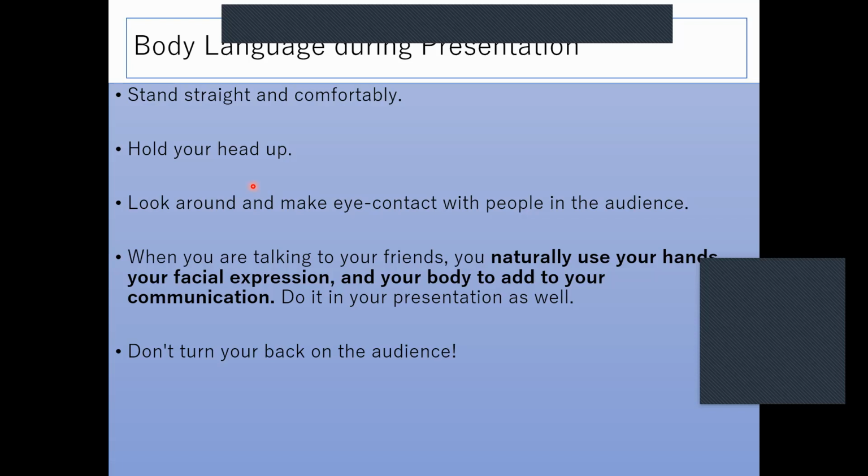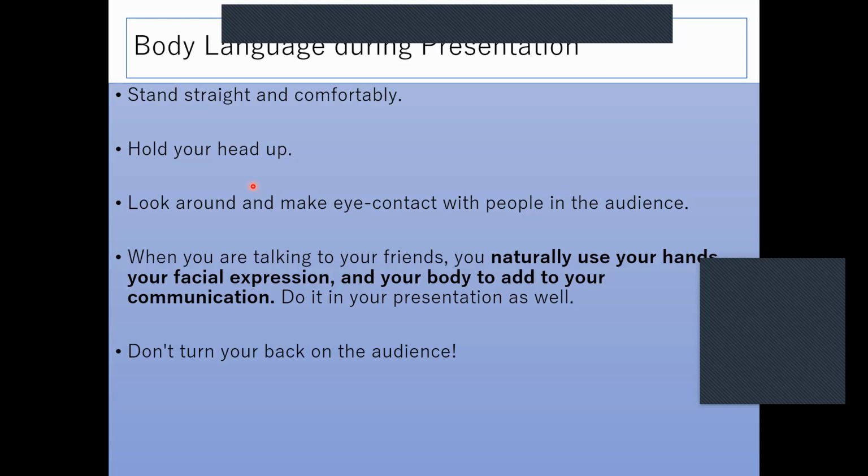When you are talking to your friends, you naturally use your hands, your facial expressions, your body language to add to the communication. Do it in presentation as well. So when you naturally talk with other people or friends, for example, you use your hands: "Do you know what happened yesterday?" Something like this. So when you give a presentation, use your hands, use your facial expressions. This is very important.